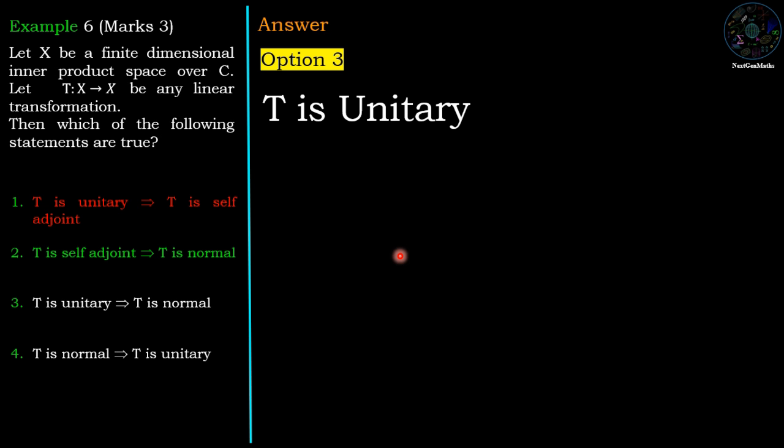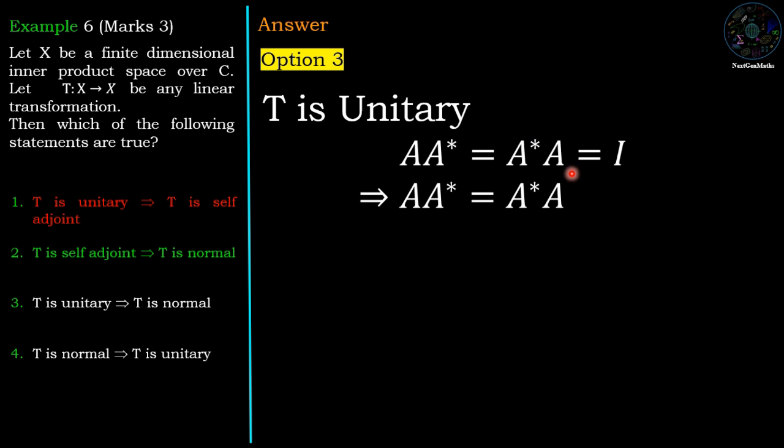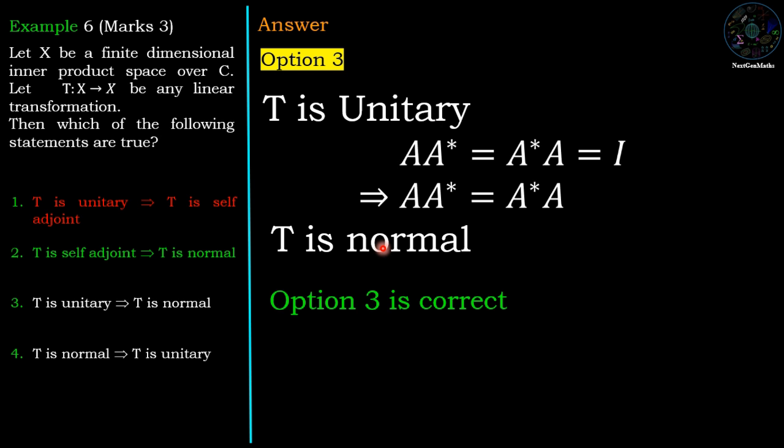Now option 3: T is unitary, therefore A into A star equals A star into A equals identity. This implies A into A star equals A star into A, which is part of the unitary matrix condition, and it is also the condition of normal. So T is a normal matrix. If T is unitary, then T must be a normal matrix. So option number 3 is correct.